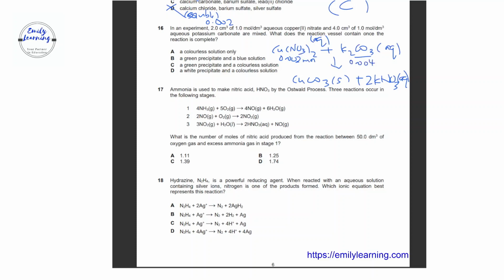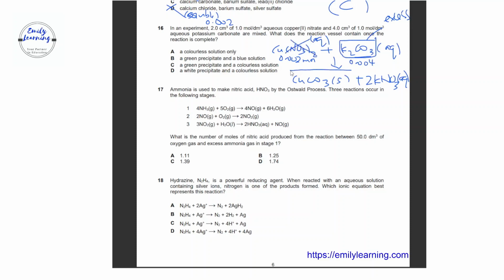Okay, if you look at the equation that I have already balanced, you'll notice that 1 mole of copper 2 nitrate reacts with 1 mole of potassium carbonate. So in other words, you have excess potassium carbonate, because I only use 0.002 moles of copper 2 nitrate. So only 0.002 moles of potassium carbonate will react. So we have some of this being left. This will completely be used up, so no more.